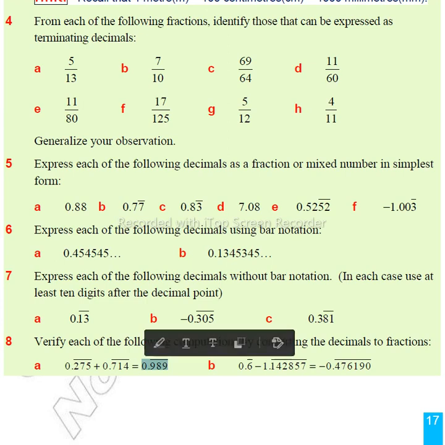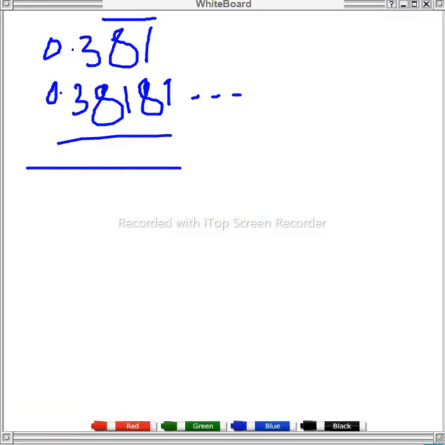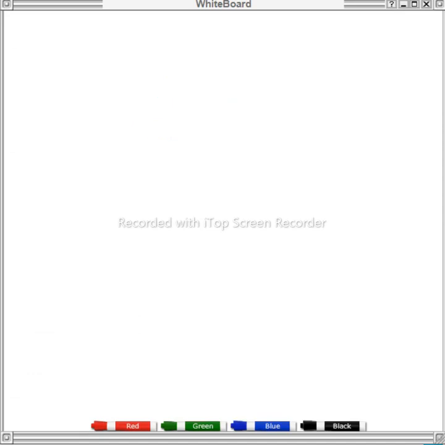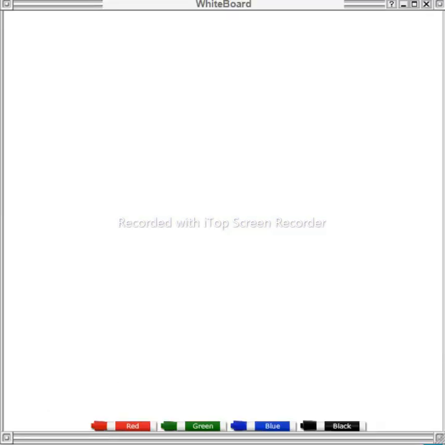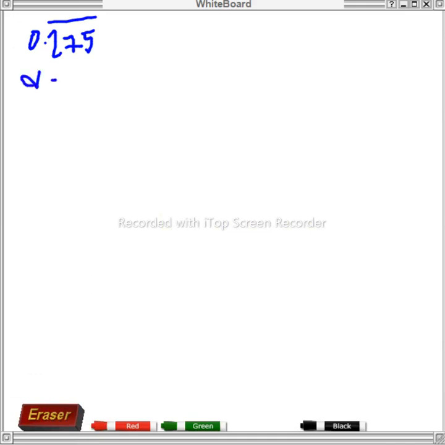You can get this. Let us do one, this A, and this is simply subtraction and addition. So first let us change these decimal numbers to fractions. The first fraction's decimal is 0.275 repeated. Let us change this to a fraction. 0.275, 275 is repeated. So first let d be equal to 0.275 repeated.